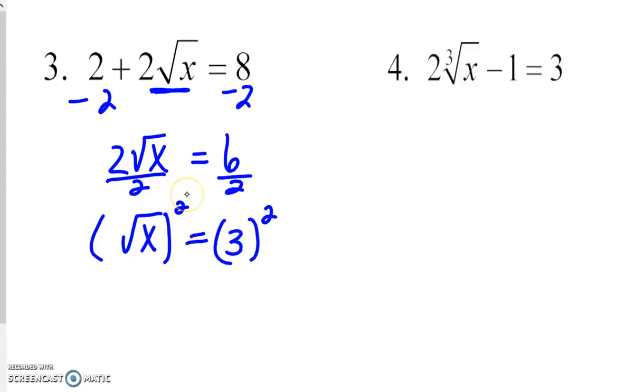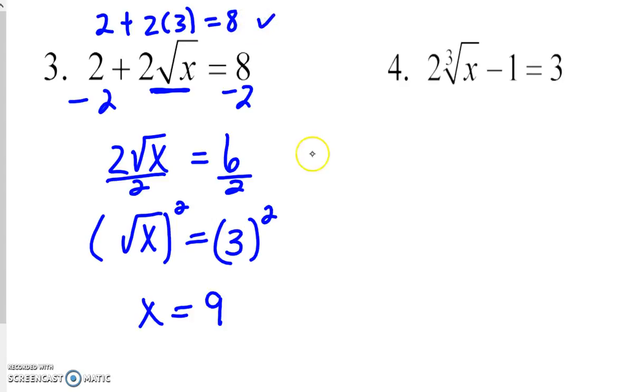So here I square it, and x equals 9. Again, if I go back up here and check it, it's 2 plus 2 times the square root of 9, which is 3. Does that equal 8? Check. So you can check your answers for every one of these.